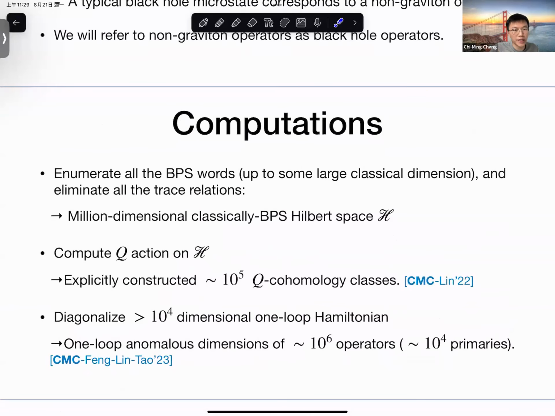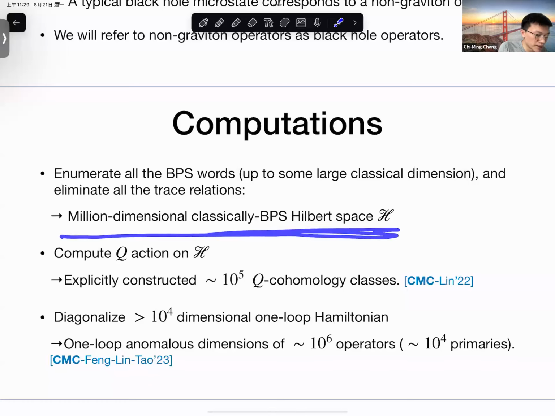And as I have already emphasized, this computation is very hard because of the trace relation. What we do is brute force enumeration of all the BPS words up to some large classical dimension, and also explicitly enumerate all the trace relations. Basically, we use component forms of these matrices, and if we plug in the component forms, the trace relation will be automatically solved. By using this method, we construct a million-dimensional classically BPS Hilbert space.